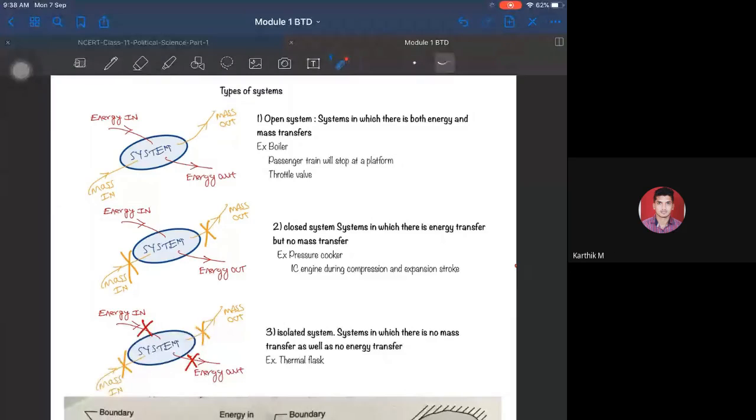Excuse me, sir. Hello? Yes, Karthik? Sir, can you please explain how a passenger train stopping at a platform is related to open systems? Okay, definitely I will do that.